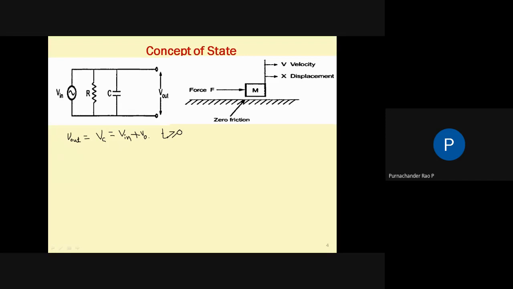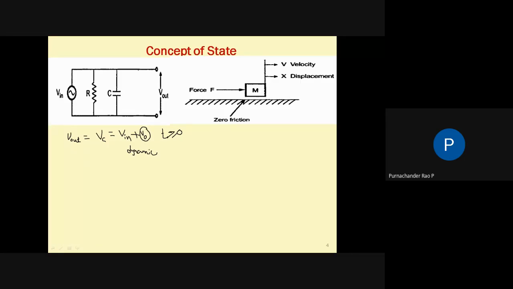But whenever there is an initial voltage across the capacitor, as the time t progresses, your voltage will be changing, and this type of system is called a dynamic system. These are called dynamic systems because they have memory, and the memory is nothing but the initial voltage across the capacitor.